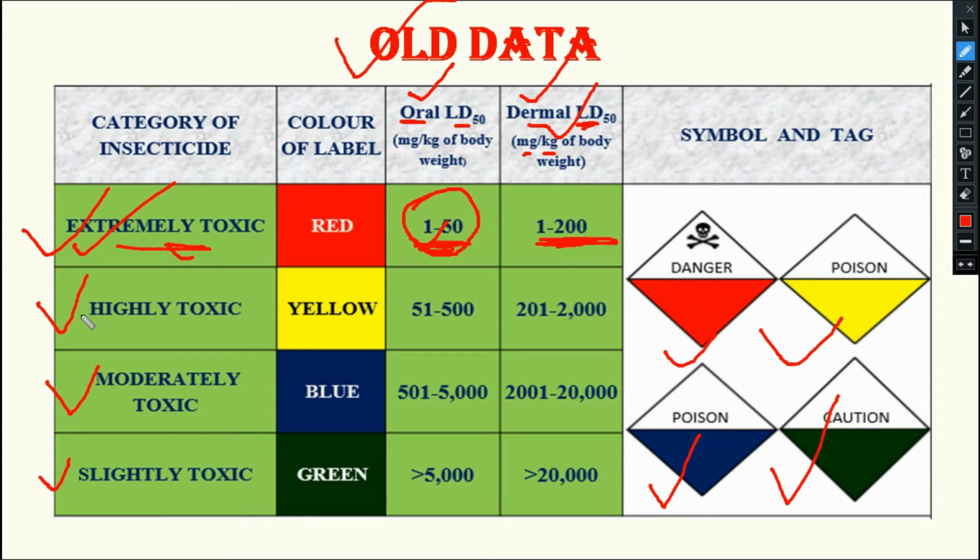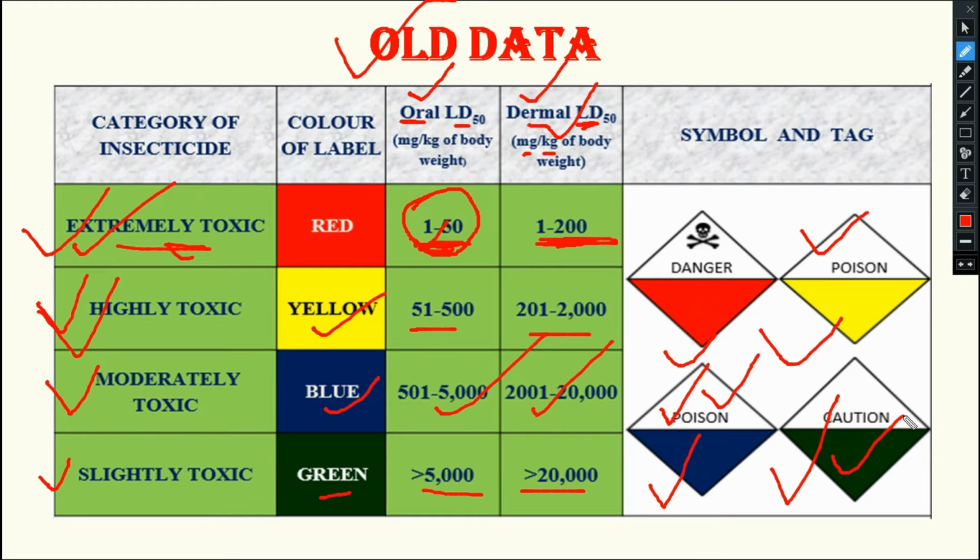Similarly, coming to highly toxic, the second one. You see, the color is yellow. The oral LD50 value is 51 to 500 and dermal is somewhat more, that is 201 to 2000. Similarly, moderately toxic, you see, that is blue in color, and the oral LD50 value is 501 to 5000 and dermal is 2001 to 20,000. Slightly toxic means green in color, more than 5000 oral LD50 value and more than 20,000 dermal LD50 value.